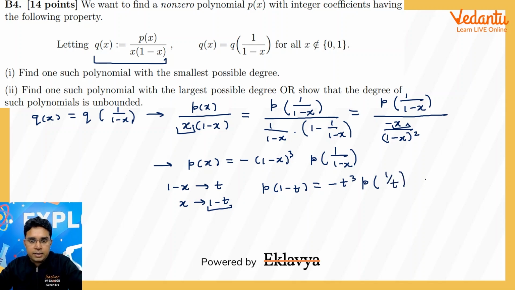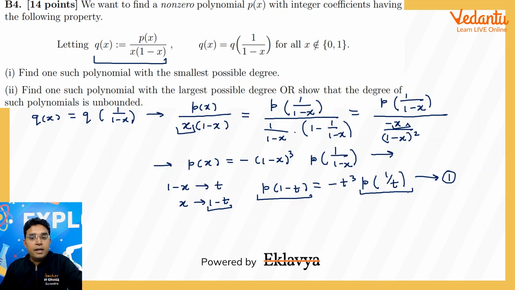Now please understand, this is one very important relation here, though I could have concluded the same thing from here also, but here you will find it better to understand. Please see, this P of 1 minus t has to be a polynomial, because P is a polynomial, so P of 1 minus t will also be a polynomial, because we are replacing x by 1 minus t. But here, if P(x) is a polynomial, P of 1 by t will be a polynomial in 1 upon t, but not in the absolute sense.